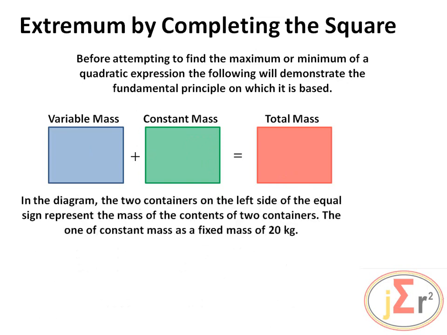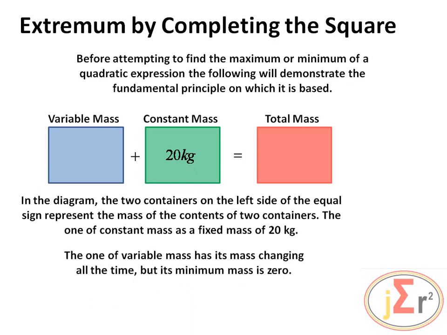In the diagram, the 2 containers on the left side of the equal sign represent the mass of the contents of 2 containers. The one of constant mass has a fixed mass of 20 kilograms. There we have the constant mass that will not change, 20 kilograms. The one of variable mass has its mass changing all the time, but its minimum mass is 0.